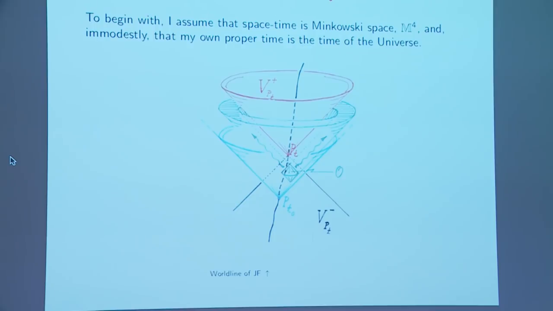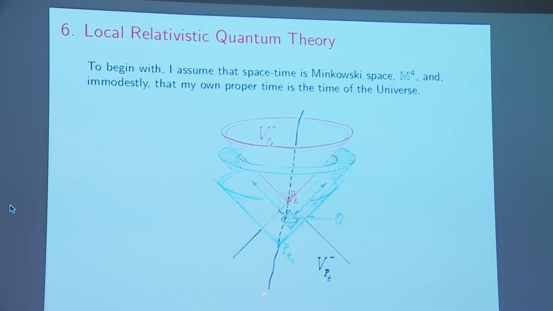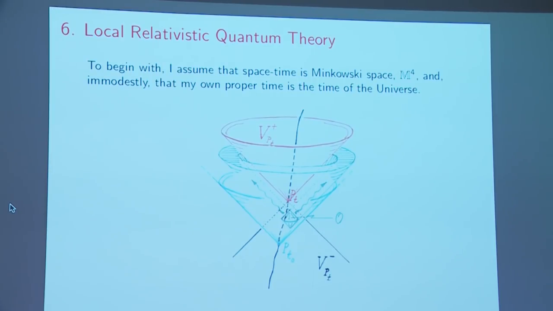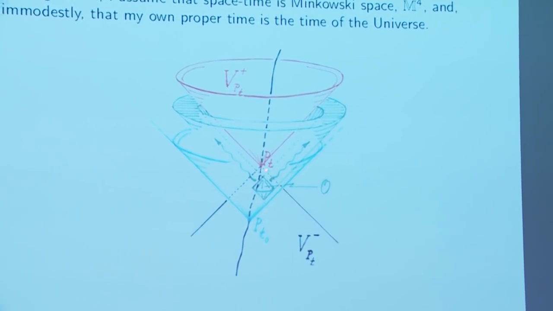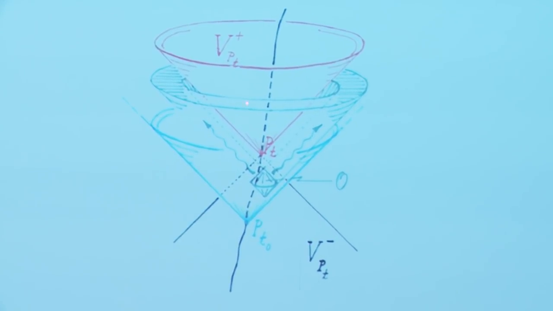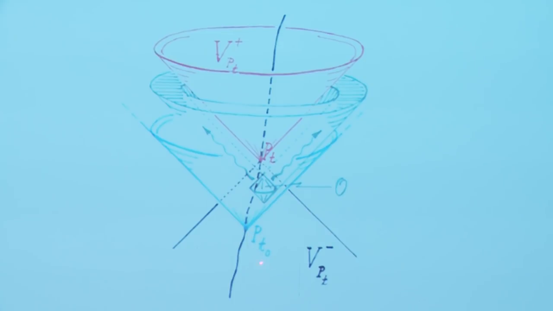Now let's pass to the relativistic setting. So this is again my world line. I do not indicate here my death, Jens. I'm at the moment at this space-time point P sub t. But I used to be, a little while ago, at the space-time point P_t0 that was in main station in Zurich.